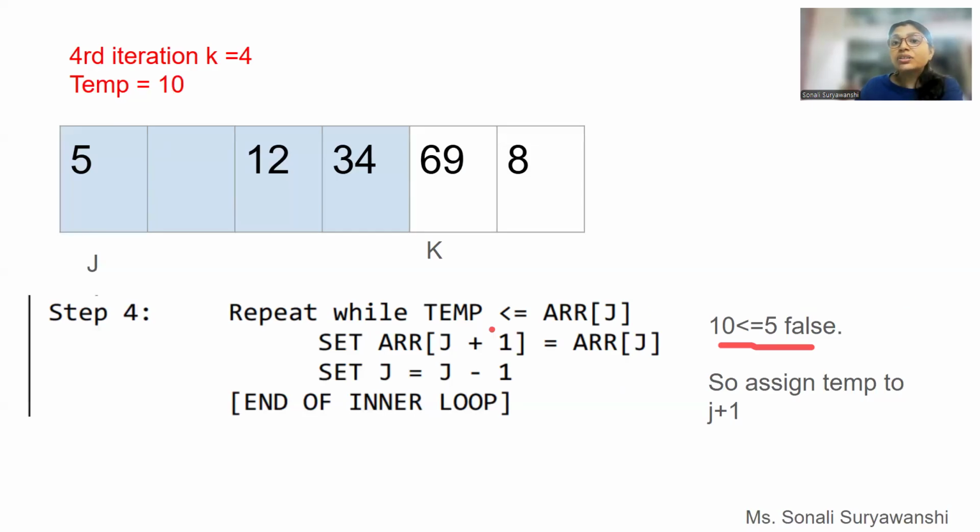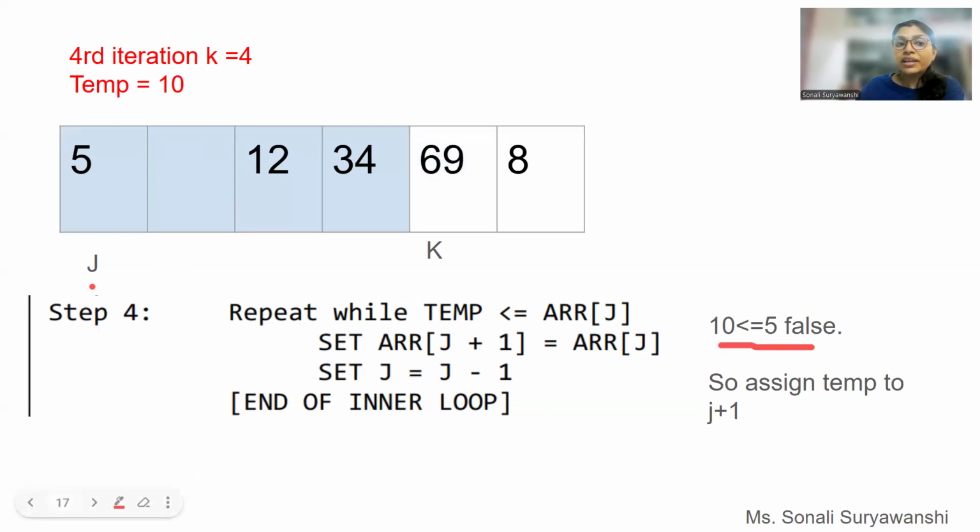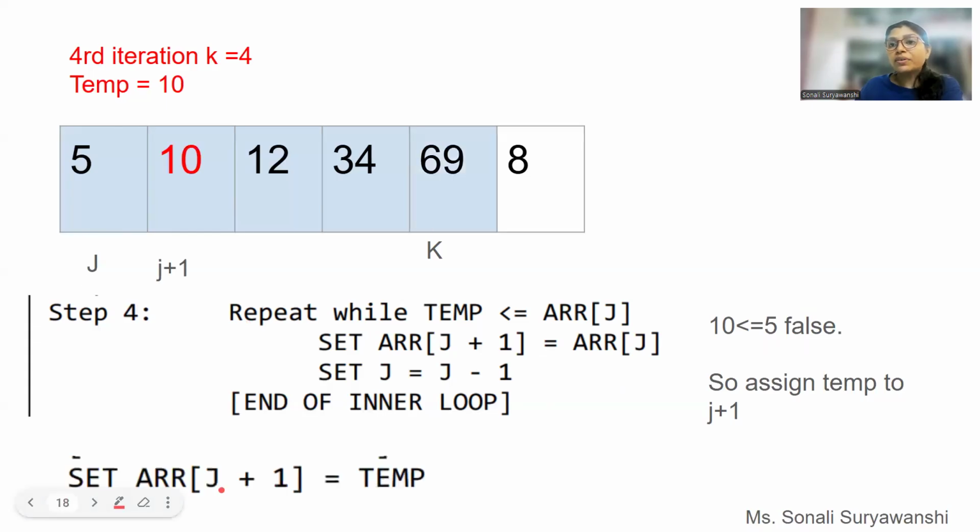Now once this condition is false, what we do is we store the temporary value into j plus 1. So already in the previous case, j was here and we are comparing 10 with that 5. And this condition is false. That means the location which is empty, there we have to store this 10, which is j plus 1. So at the location j plus 1, we are going to store value 10. So 10 comes over here. Now in this case, you see the values from j plus 1 to k are all sorted numbers.